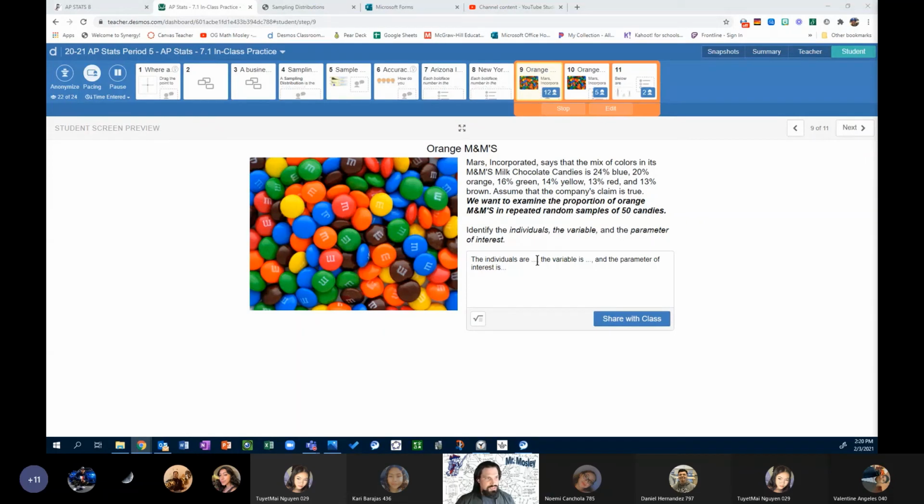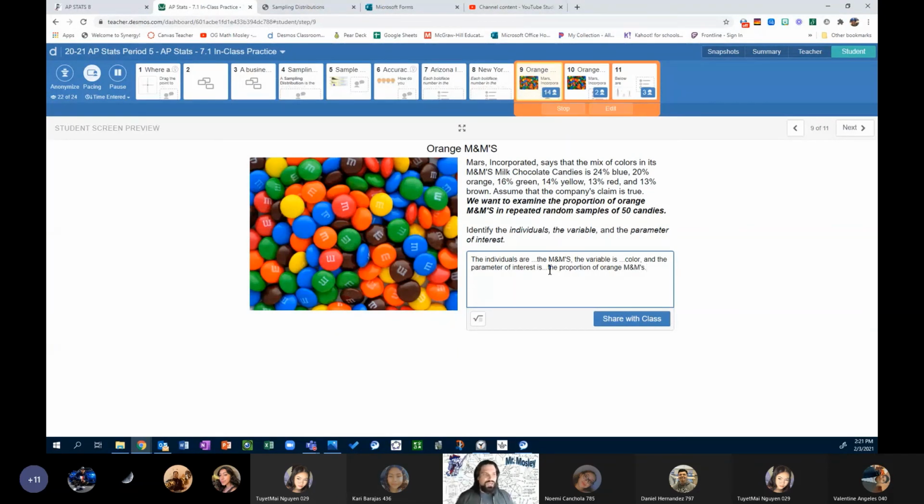In this example, the individuals are the M&Ms. Those are the things that are part of our sample. The variable is color. That's the thing that we're keeping track of. We're going to have our 50 candies, and for each candy we're going to record its color. So color is the variable. The parameter of interest is the proportion of orange M&Ms.